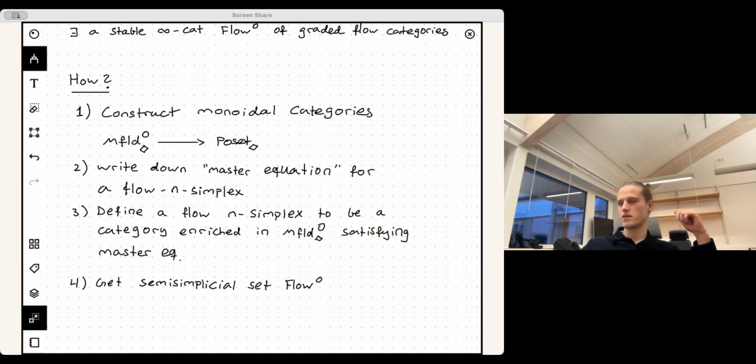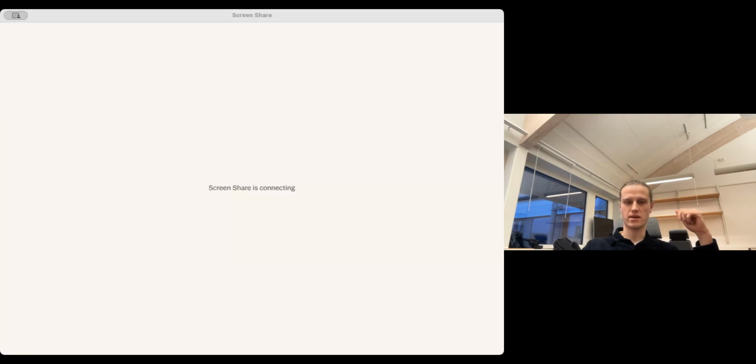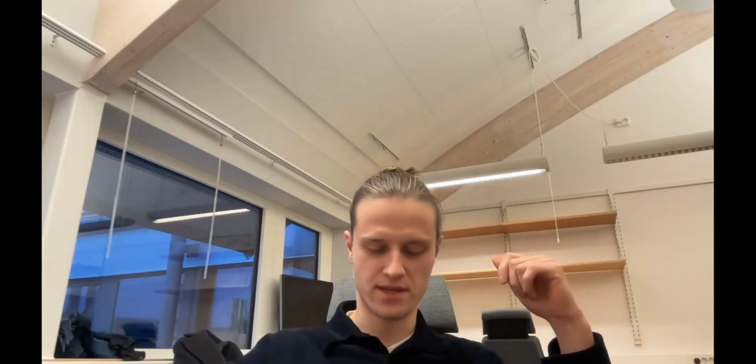So mainly, constructing the correct version of this category to get it to encode... there goes my screen sharing. Let's see if we can get that back.